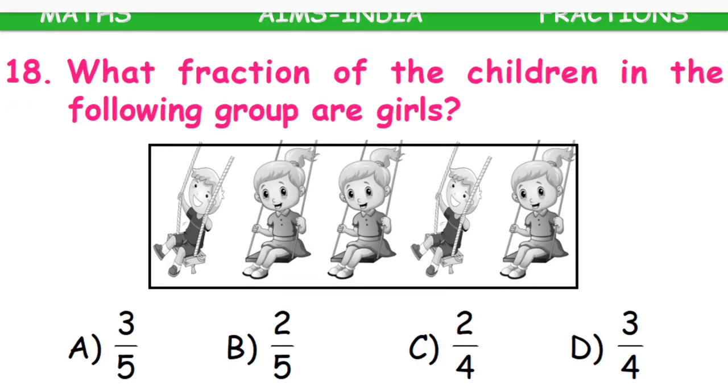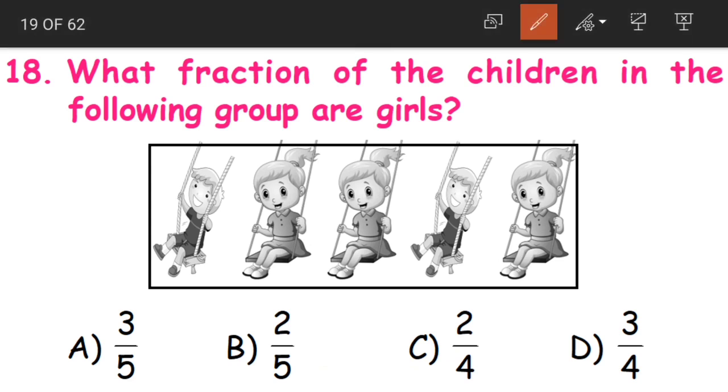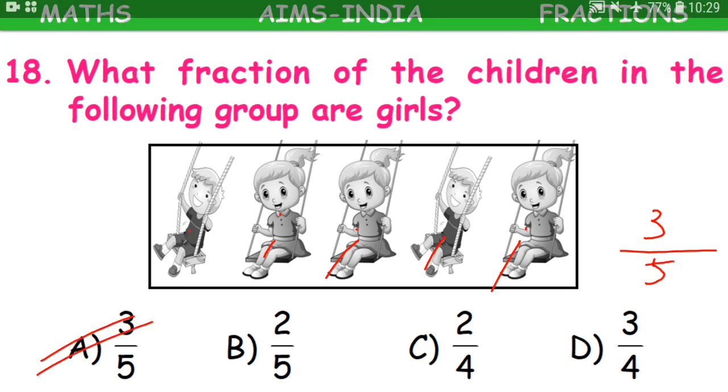Next, what fraction of the children in the following group are girls? Now first let us count the total number of girls. 1, 2 and 3, divided by the total number of children. What are the total number of children we have? 1, 2, 3, 4, 5. So 3 by 5 becomes our fraction, that is option A.